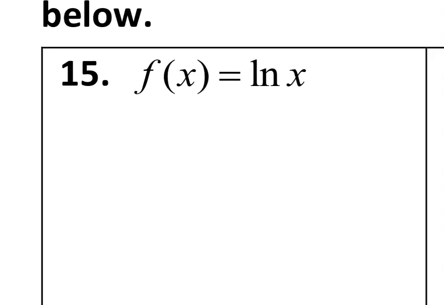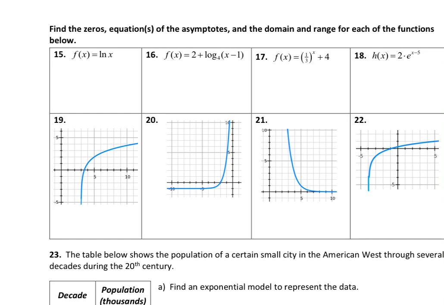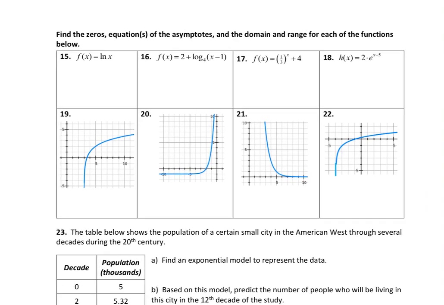What I'm doing in order to answer, in fact, let me zoom back out a second. Each of these problems in 15 through 22 asks you to find several things. You're asked to find the zeros, the equation of the asymptotes, and the domain and the range of each. So you're looking for 4 things. And what I would do really is, for the first 4 problems, graph those in your calculator, just so that you get a feel for what the graph actually looks like.